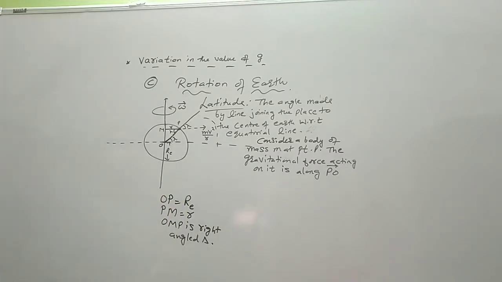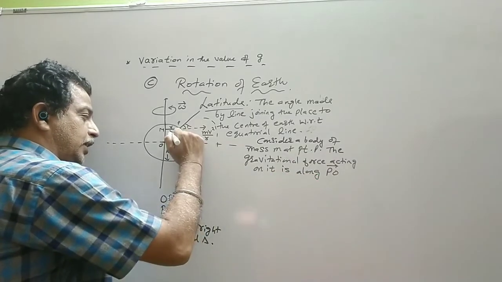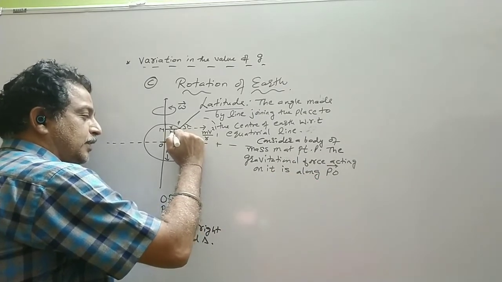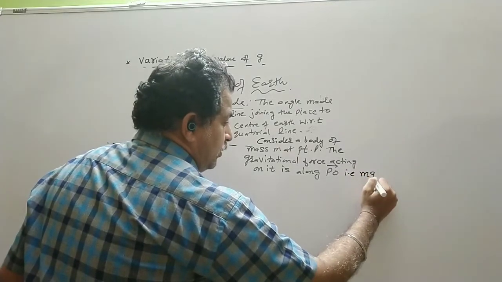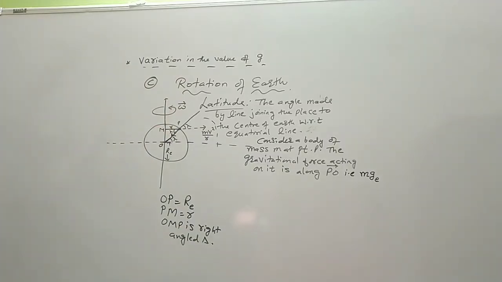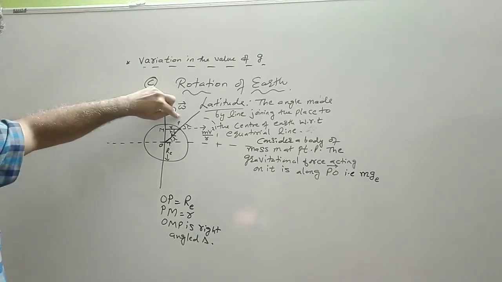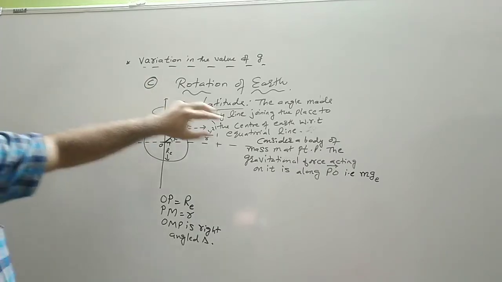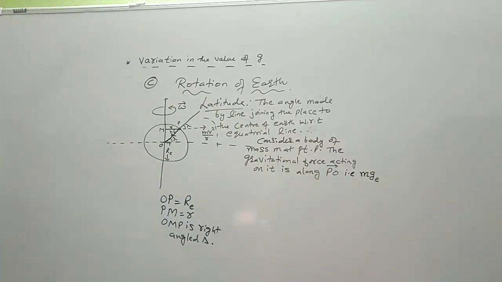Now what is the centripetal force? That is the gravitational force. It is directed towards the center, so this is the direction P to O, that is mge. We assume ge to be 9.8. So if the earth is not rotating, this body will be attracted towards the center with the force mge, where E is taken as the surface of the earth.